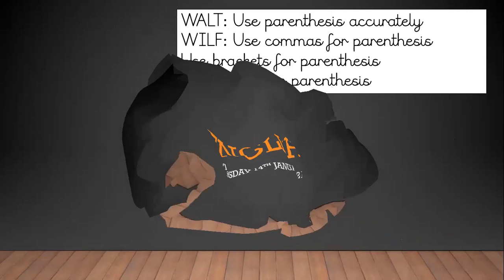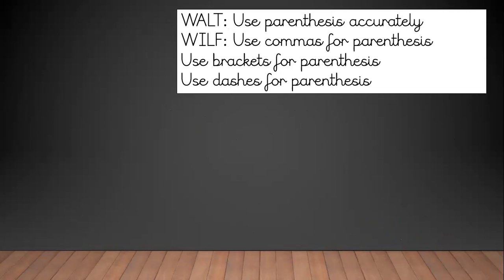and we are going to move on to looking at your English. So, your work today is to use parenthesis accurately. Now, I am pretty certain that nearly all of you watching this video will be pretty comfortable with what parenthesis is and what that word means, particularly when we then look at the wolf, which is to use commas for parenthesis, use brackets for parenthesis, and to use dashes for parenthesis.